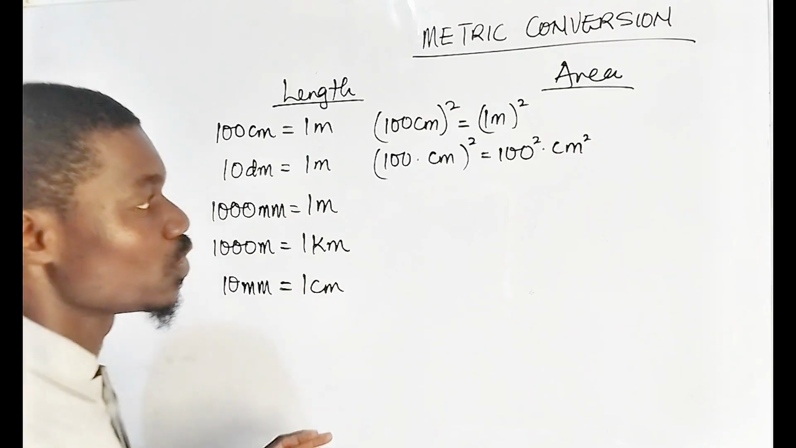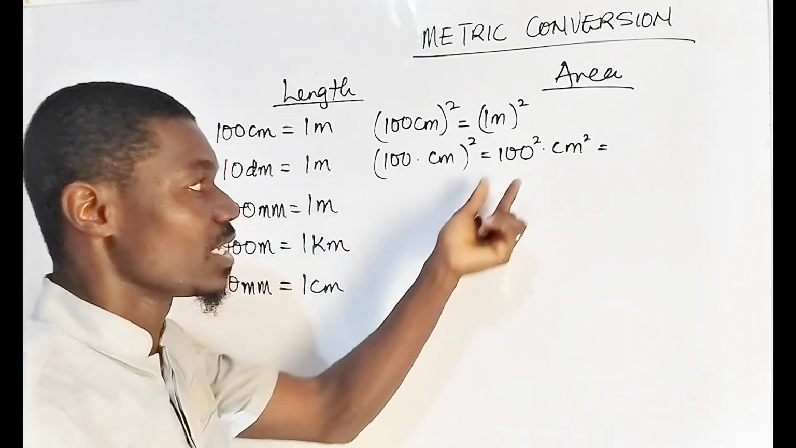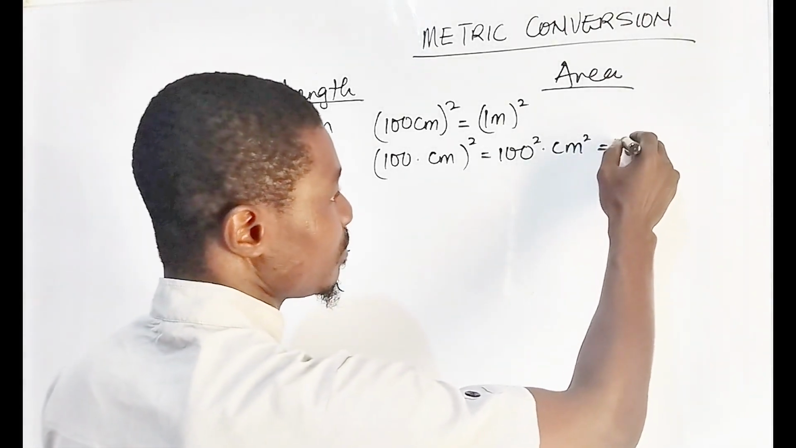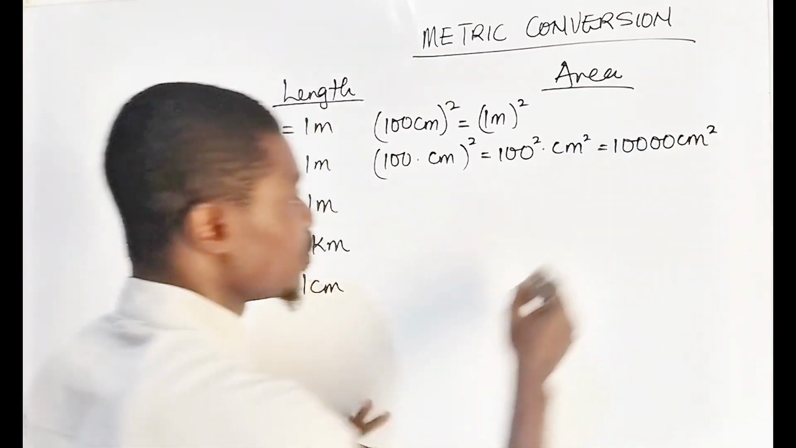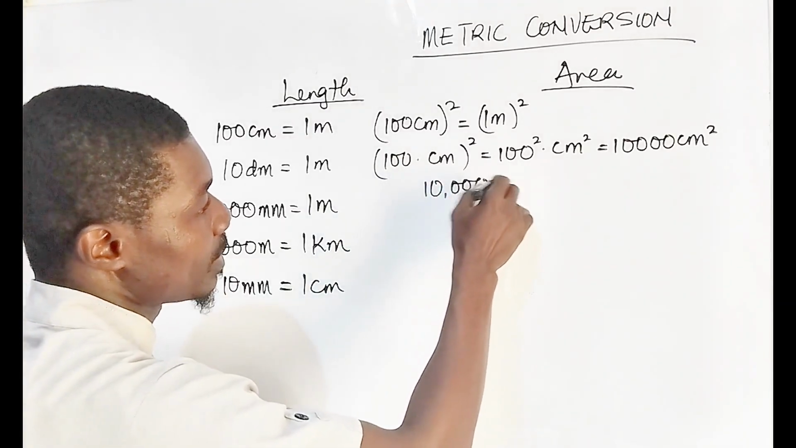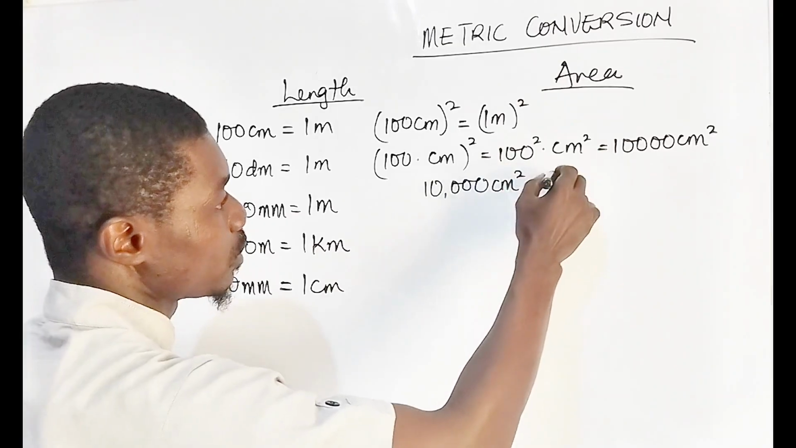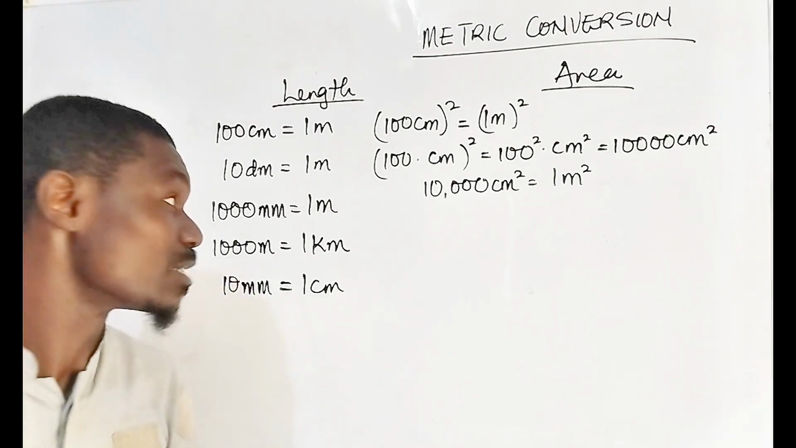centimeter squared. So which will give us, we are still dealing with the left hand side, this will then give us 10,000 centimeter squared equals what? 1 meter squared. Okay, you can see it's very simple.